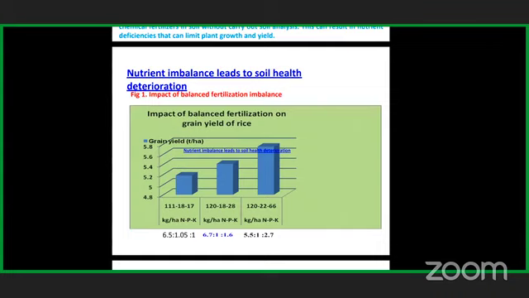But if we are not putting the balanced amount of fertilizer, like we can see here, there will be an increase in yield, but not as much as when we are putting the balanced amount of fertilizer.